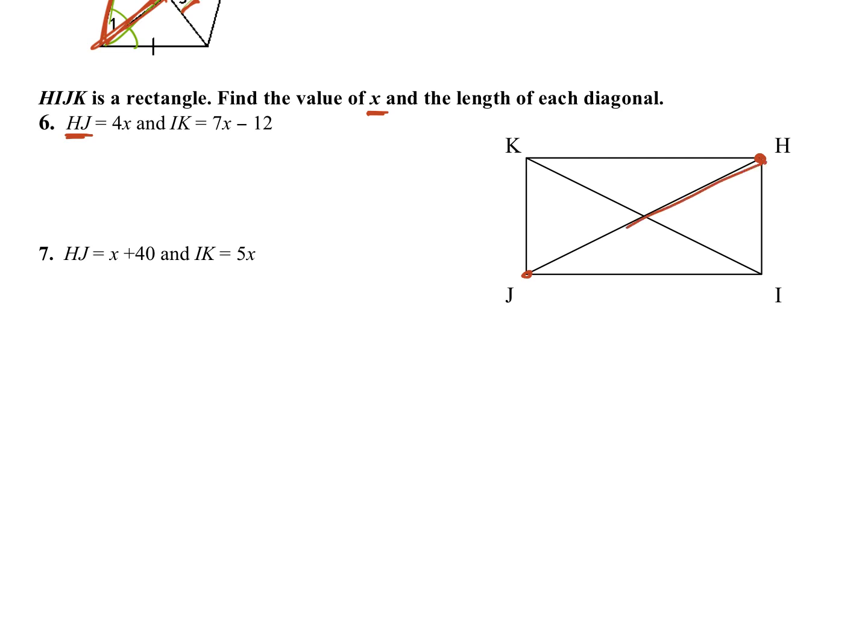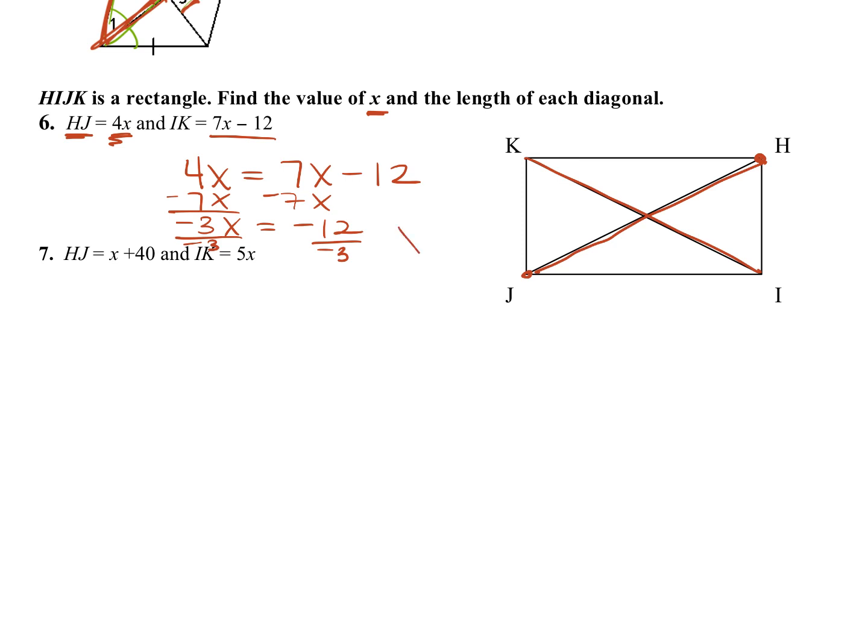HJ is here, and they're telling us the length of that is 4x. IK is here, and the length of that is 7x minus 12. What do you do with that? Set them equal. You set them equal because the diagonals of a rectangle have to be equal, okay? So you say 4x equals 7x minus 12. Take away that 7x, and you get negative 3x equals negative 12, and then divide by negative 3. So x has to be 4, okay?